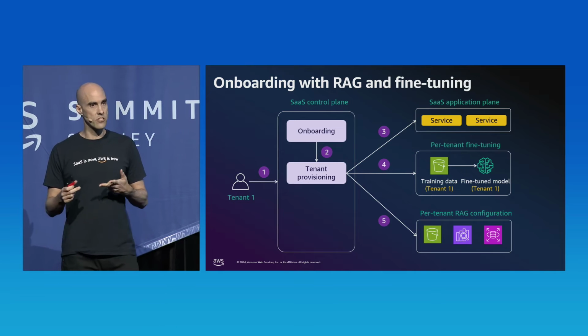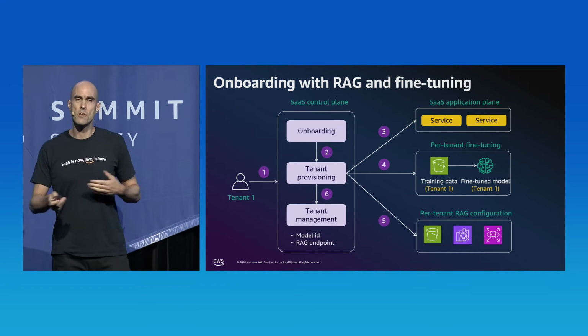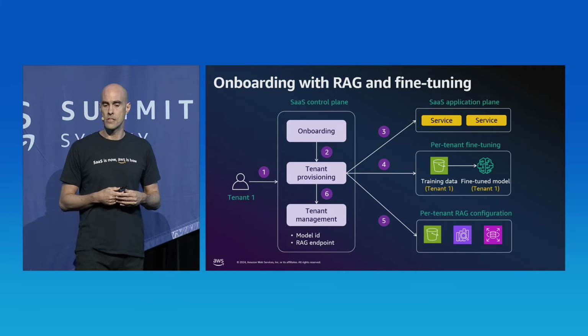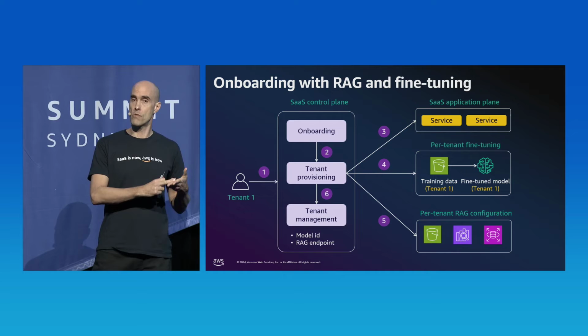But we're going to need to store those somewhere, so later on in our application, we know when to use it. So this is when we'd use a tenant management microservice. And this is where we can store away per tenant. So for the golf tenants, we've got a model ID and we've got a RAG endpoint.